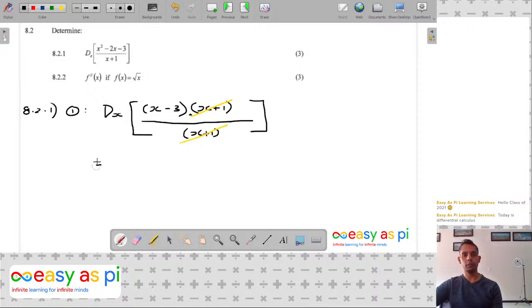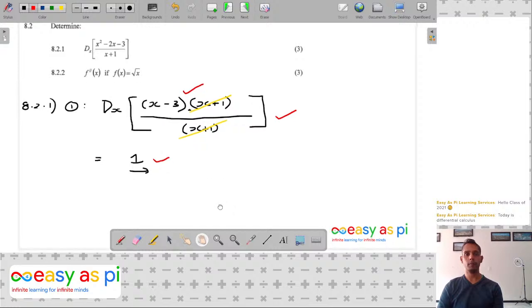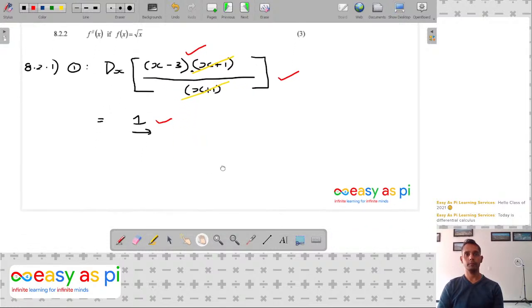Now in this case, your answer is then just the derivative of x is 1, and the derivative of minus 3, which is a constant, is 0. So your answer in this case is 1. And so in this case, you would probably have gotten a mark for substituting or factorizing, and a mark for cancelling out, and then a mark for working out the derivative, which gives you 3 marks in total. All right, so nothing too hard about this one. Let's go to the next one.